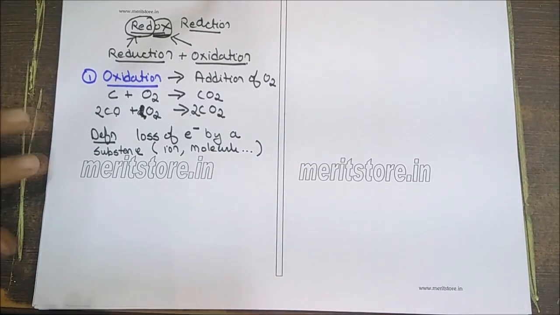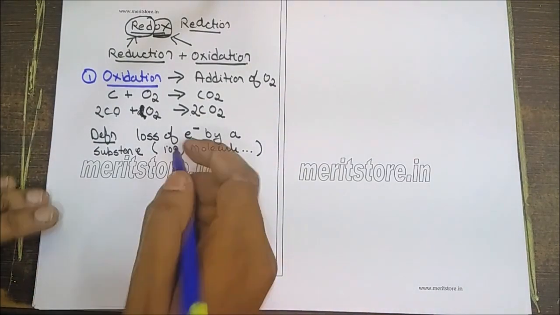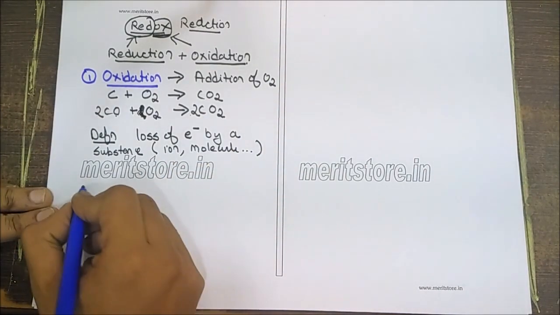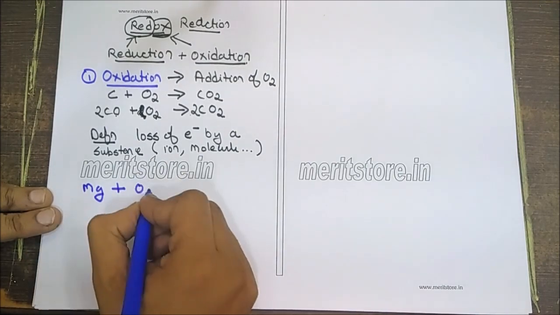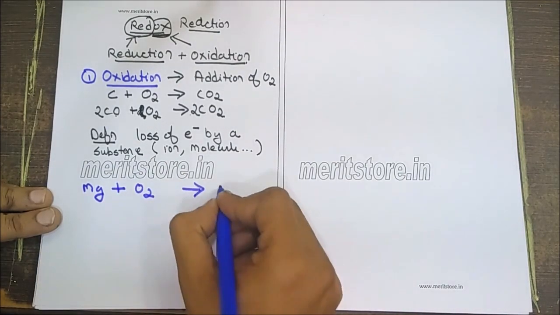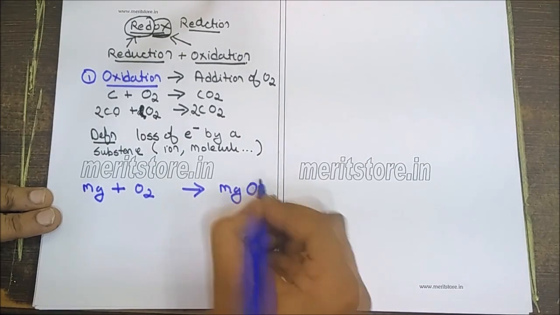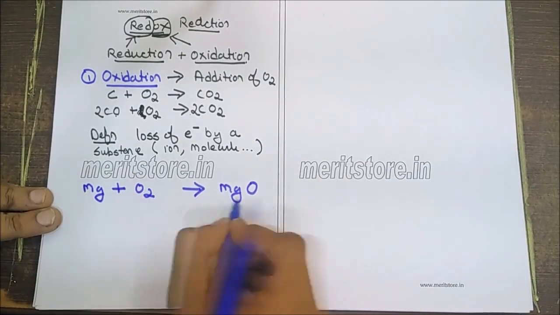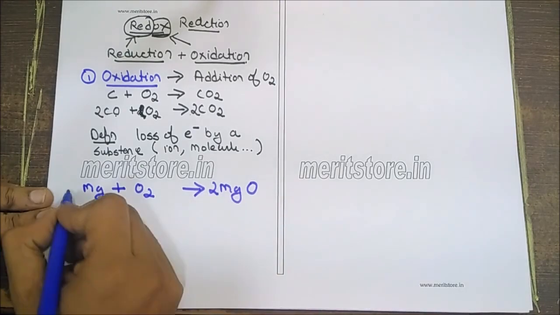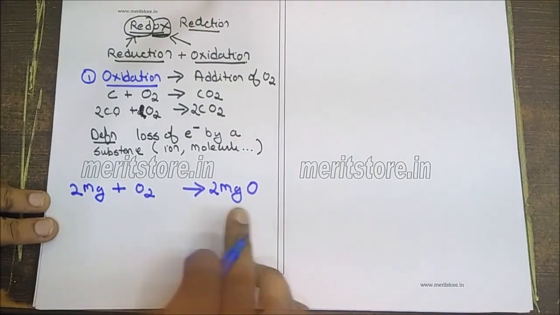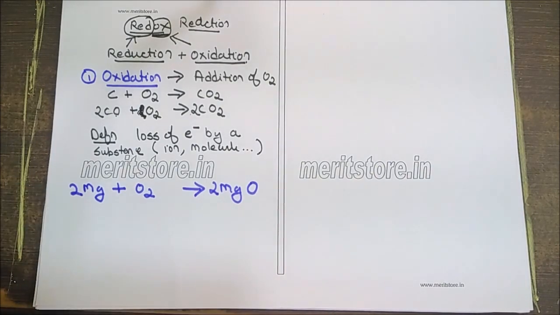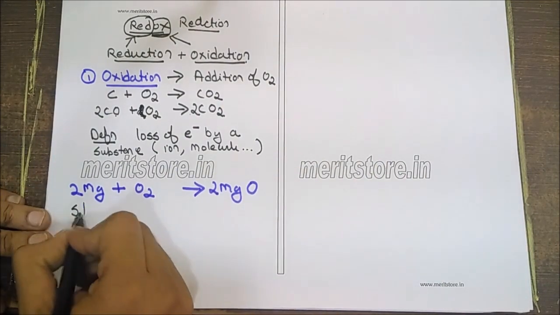Okay, now see this. In order to understand this, we will consider a very basic example. Mg plus O2 forming magnesium oxide. Now we need to again balance this reaction first. So now this reaction is balanced. Now this reaction in total is occurring in 2 basic steps. Step 1.